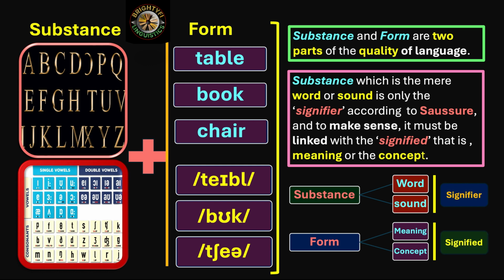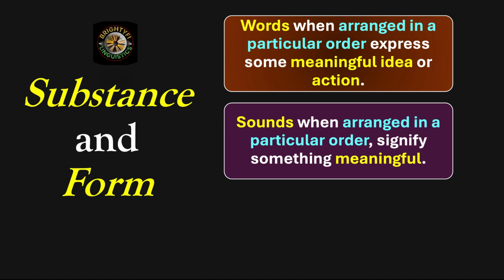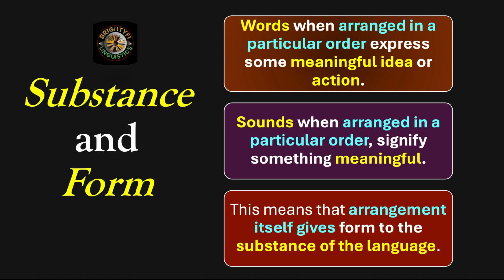We continue our discussion about the same substance and form. Words, when arranged in a particular order, express some meaningful idea or action. Sounds, when arranged in a particular order, signify something meaningful. This means that arrangement itself gives form to the substance, and the whole idea of the discussion we can put in this manner. We have the quality of language.